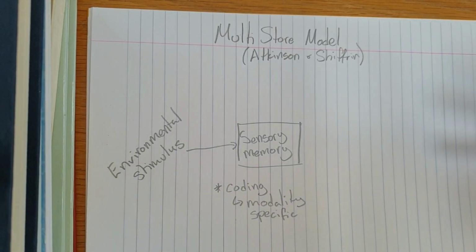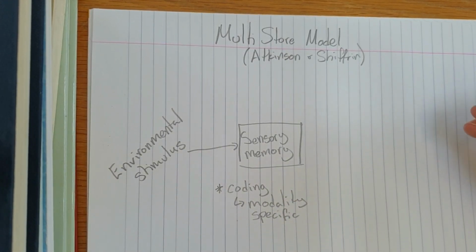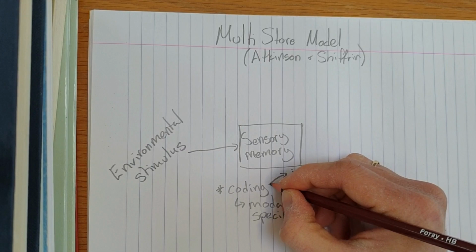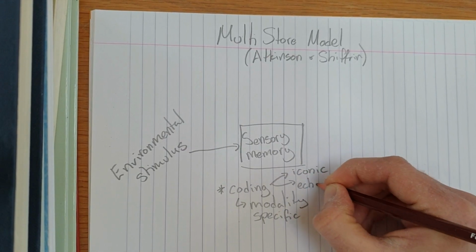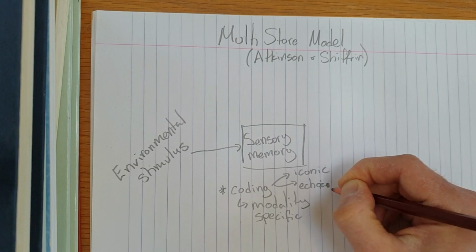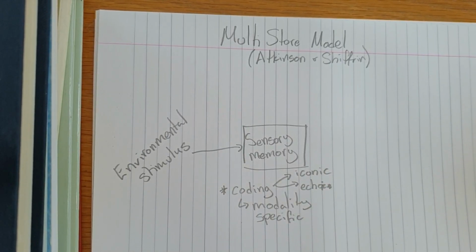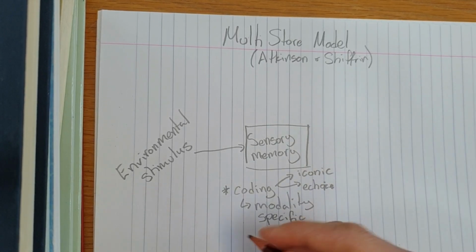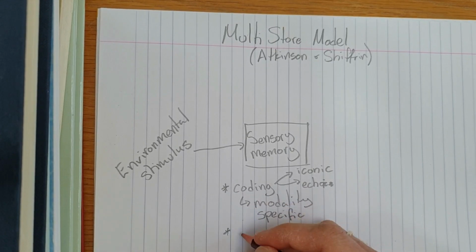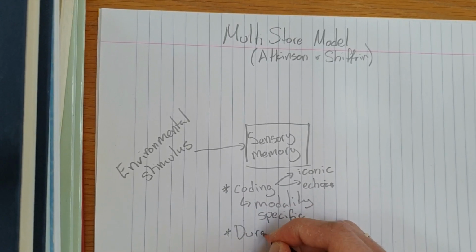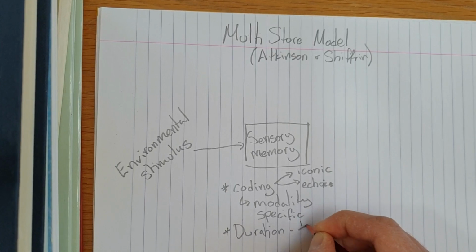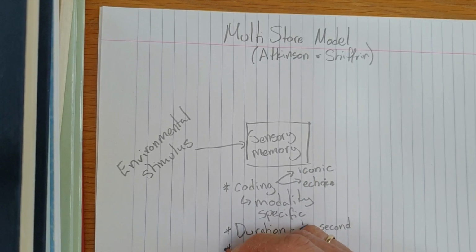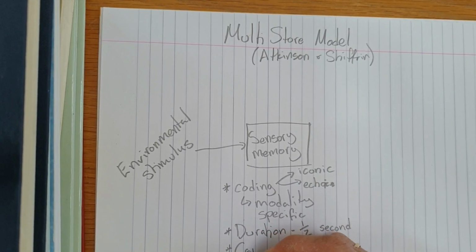If it comes in through your fingertips, through your touch sensors, it'll go into a haptic store. Key ones to know are iconic, which is a visual coding, and echoic, which is coding based on sounds. If it's coming through your eyes, it will be coded iconically. If it comes in through your ears, it will be coded echoically. The duration is thought to be very, very short, around about half a second. And the capacity is thought to be very, very large.